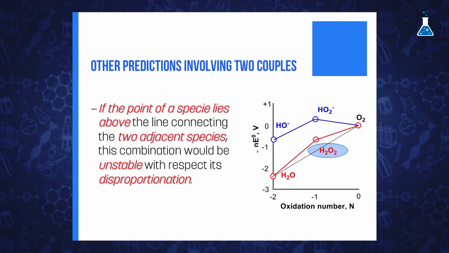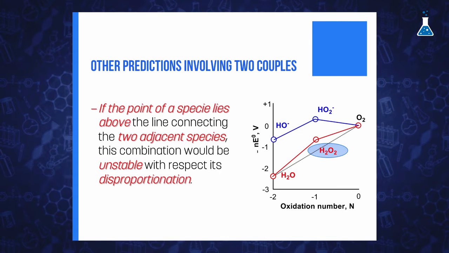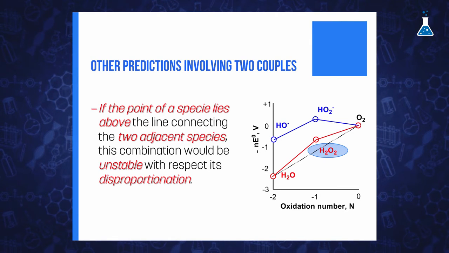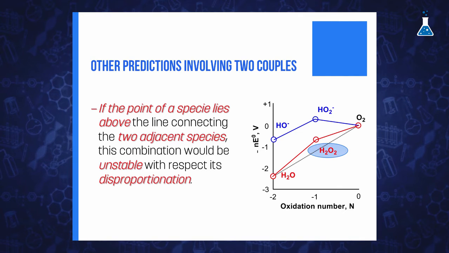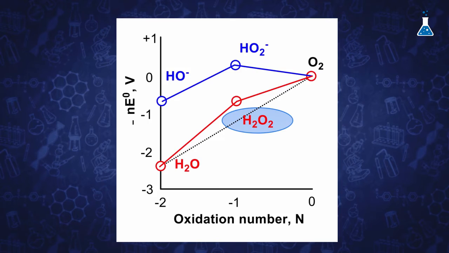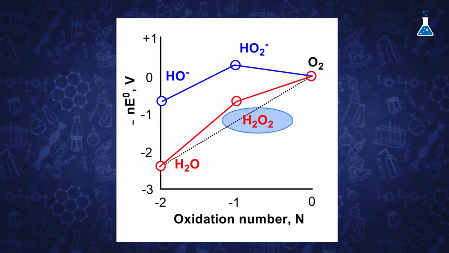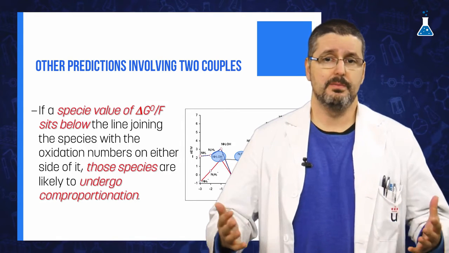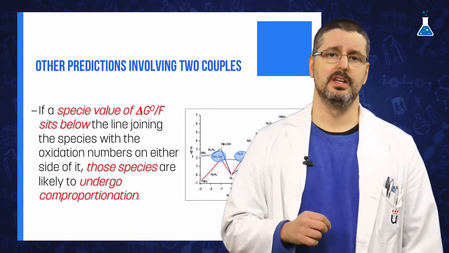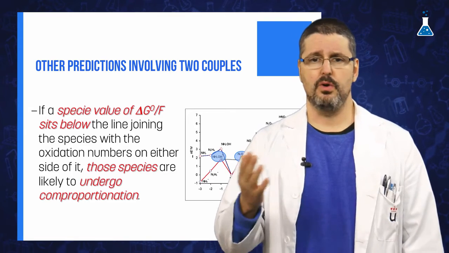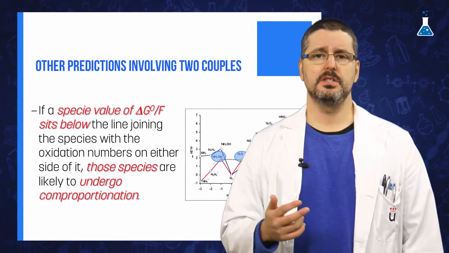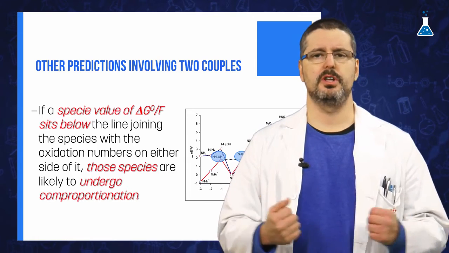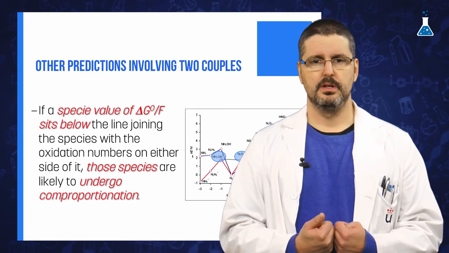We can also make other predictions when we consider a reaction involving 2 couples. If the point of a species lies above the line connecting the 2 adjacent species, we can deduce that this combination will be unstable with respect to its disproportionation. For example, in our oxygen diagram, hydrogen peroxide is in such a condition. Contrarily, if the value sits below the line joining the species with oxidation number on either side of it, those species will be likely to undergo comproportionation to this lower value.